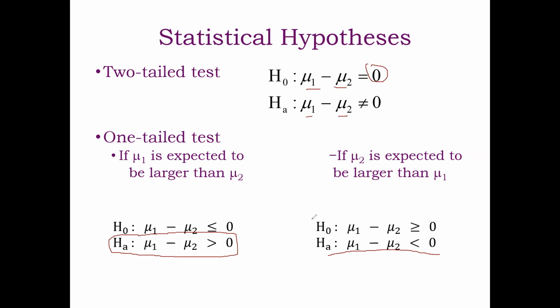Now, in practical terms, you can set this up however you want. I like to think of the mean that I expect to be larger as mean 1, and the one I expect to be smaller as mean 2 if I do a one-tailed test. So I pretty much always conceptualize it like this, but it's not important as long as you have it clear.